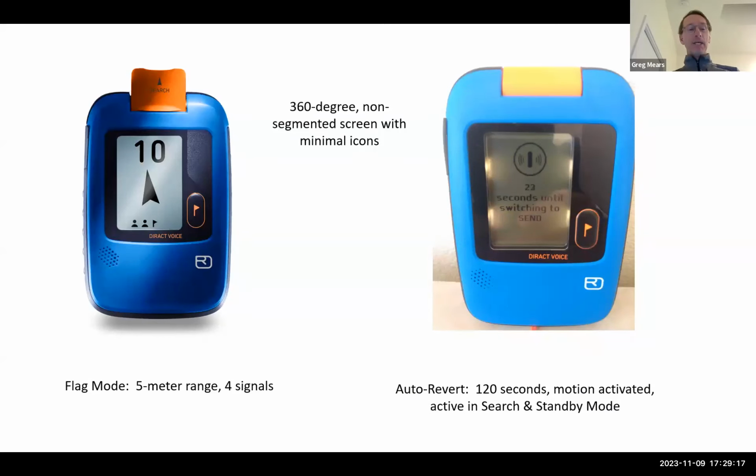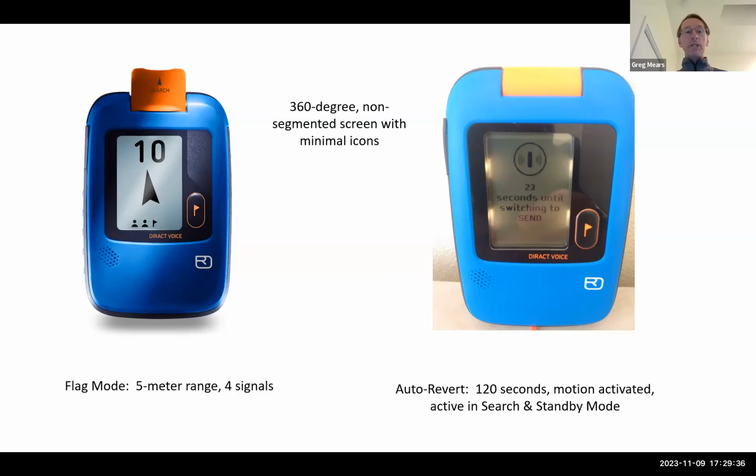So flagging. The direct voice can flag at a 5 meter range. It can flag 4 signals consecutively and maintain them. There's no timing out. As long as the signals are within range, you can flag 4 signals. They will appear as you see here to the left on your screen.